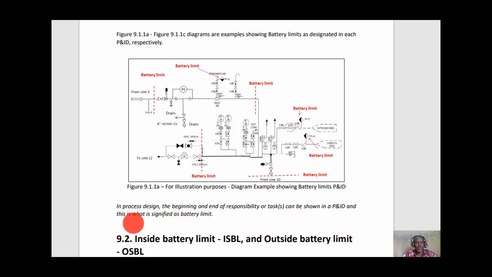In a process design, the beginning and end of responsibility or task can be shown in the P&ID, and that is what is signified as a battery limit. Here we have the responsibility. This task ends here, and the other task for another contractor will begin here. Here we have this tie-in demarcating the end and the beginning of another responsibility. Here too we have a battery limit defining the end and the continuation of responsibility, the end of one responsibility to the beginning of another responsibility.